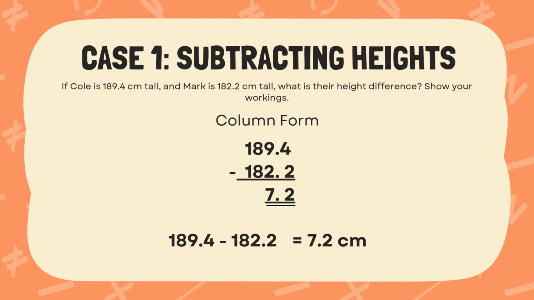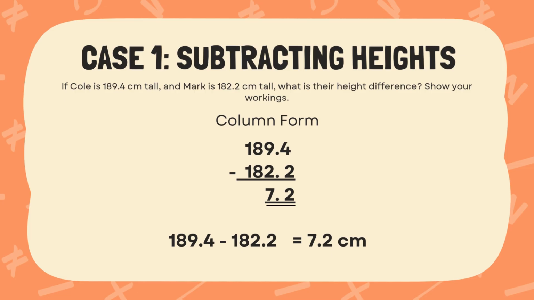Starting from the right, 4 minus 2 equals 2. Then moving on to the next column, 9 minus 2 equals 7. And then moving on to the next column, 8 minus 8 equals 0, so we don't have to write anything. And then 1 minus 1 also equals 0, so we also don't have to write anything. Once we have finished subtracting the numbers, remember to align the dots and also add the dot back into the final answer. So the final answer would become 7.2.